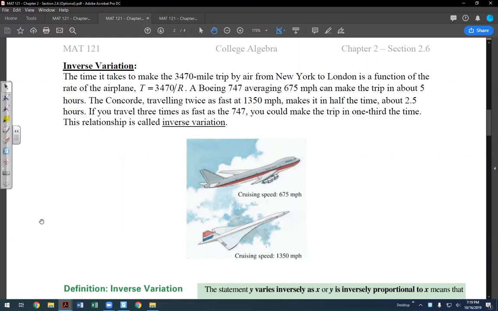But the idea is if we're talking about making the trip from New York to London, which is a 3,470 mile trip, they're saying with the Boeing, you're averaging a speed of 675 miles per hour. And they're saying it's taking you about 5 hours to get there. With the Concorde, you're looking at almost double that speed, right? 1,350 miles per hour, which means you should get there a lot quicker, in 2.5 hours. You're going to make that same trip, that same distance.